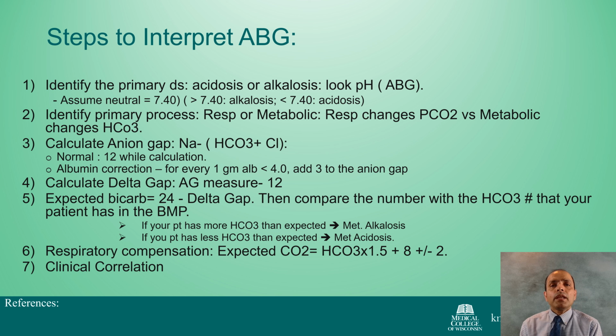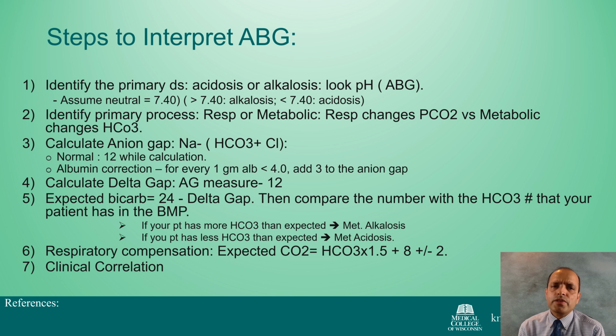So let's say you calculate the expected bicarbonate, and that calculated expected bicarbonate you compare with the BMP bicarbonate. If the BMP bicarbonate is more than the expected bicarbonate, then the patient has metabolic alkalosis. If the patient's BMP bicarbonate is lower than what you expect, then the lower bicarbonate is metabolic acidosis. So that's how you calculate metabolic disorders, whether the patient has metabolic acidosis or metabolic alkalosis.